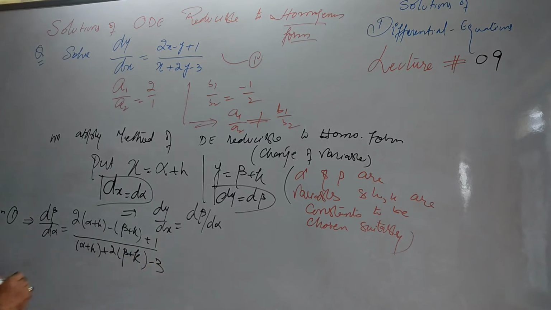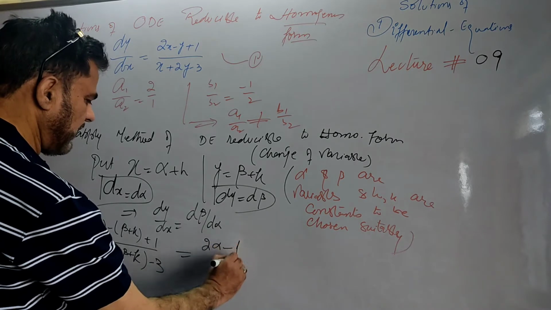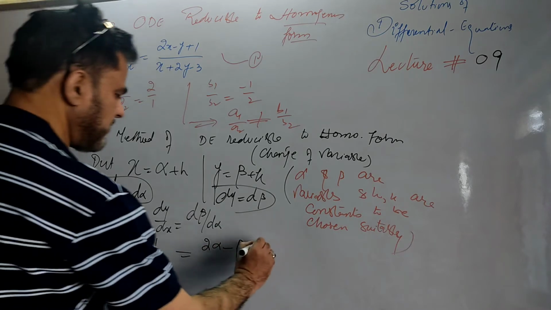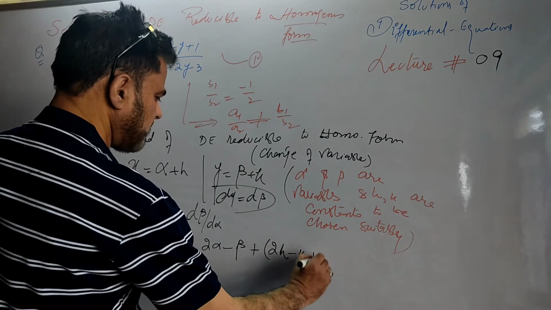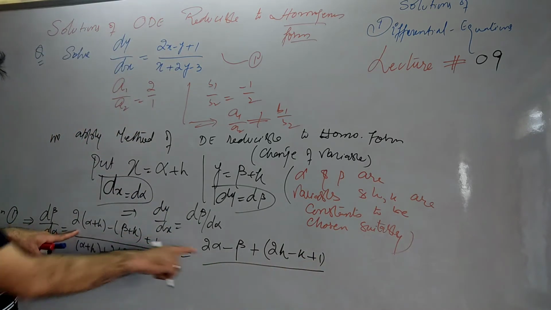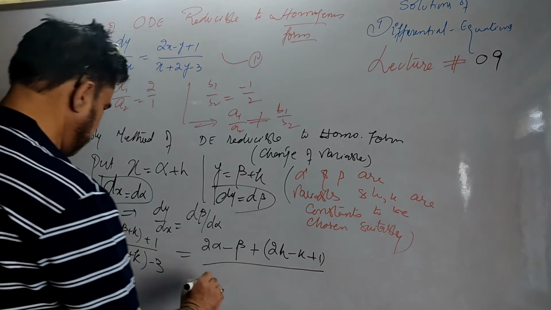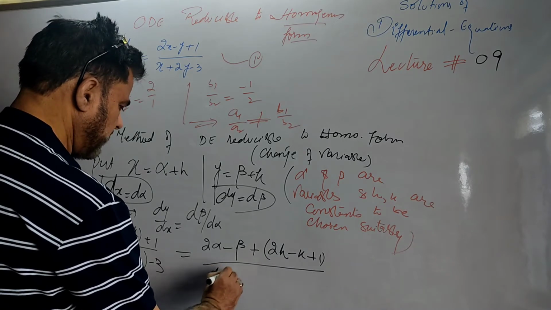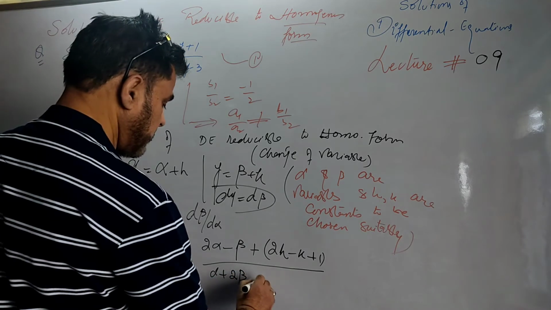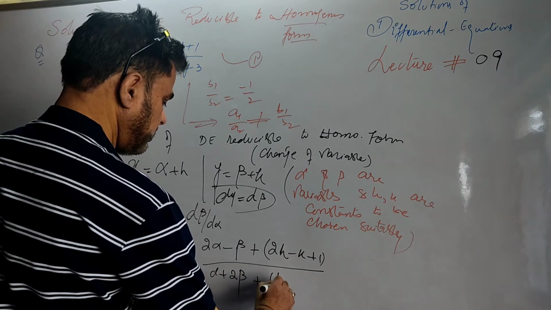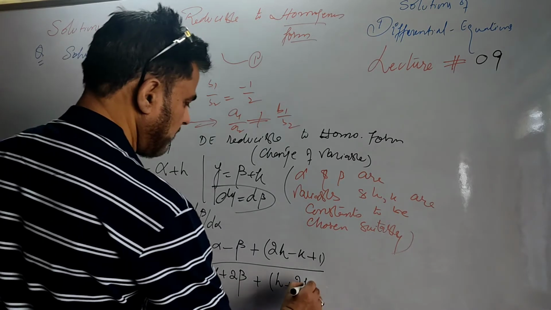This is further equal to 2 alpha minus beta plus 2h minus k plus 1. Here I have taken the constants separate: 2 alpha minus beta, and 2h minus k plus 1. Similarly, in the denominator you will have alpha plus 2 beta, plus h plus 2k minus 3.